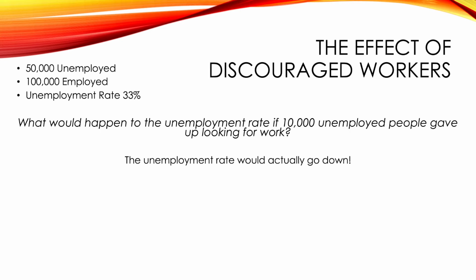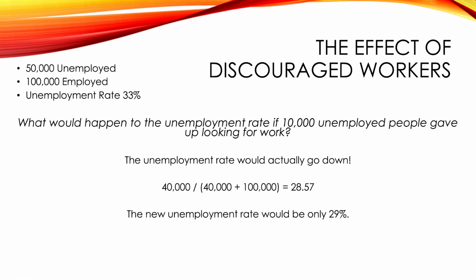Remember that when we calculated this unemployment rate originally, it was 50,000 divided by 150,000. If we were to remove 10,000 people from the unemployed category, and of course 10,000 people from the labor force, the math would look like this. It would now be 40,000 divided by 140,000, which would give you an unemployment rate of 28.57%. Now, I bring this up because this can be pretty misleading, right? The unemployment rate went down from 33% to about 29%.